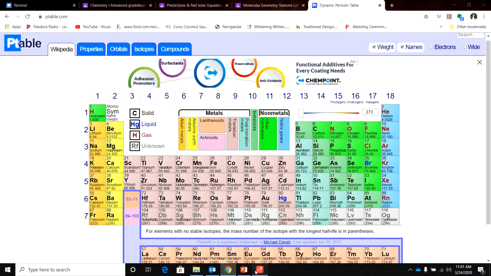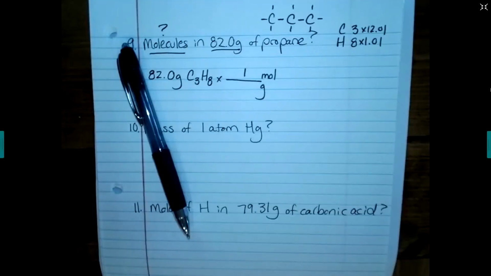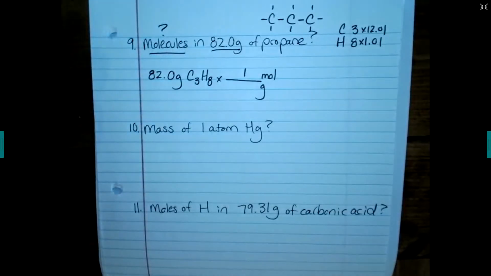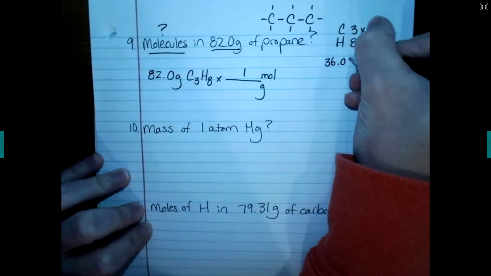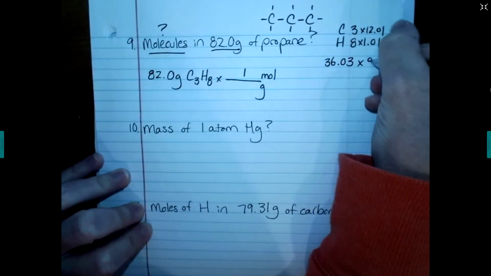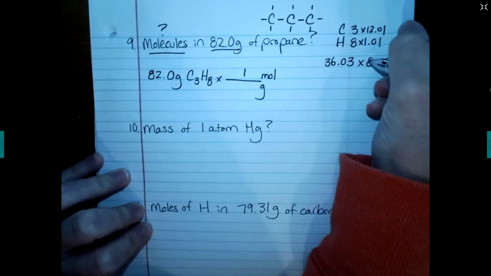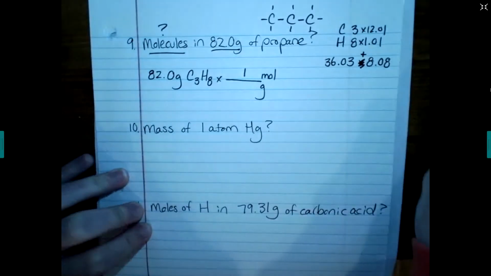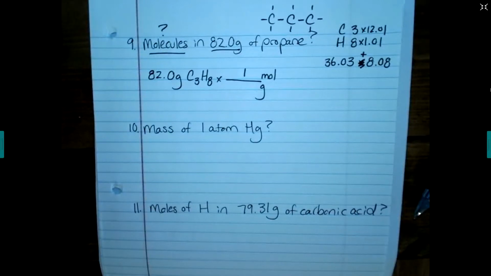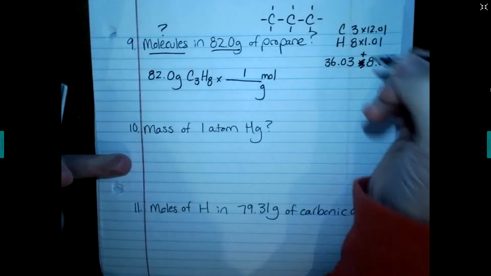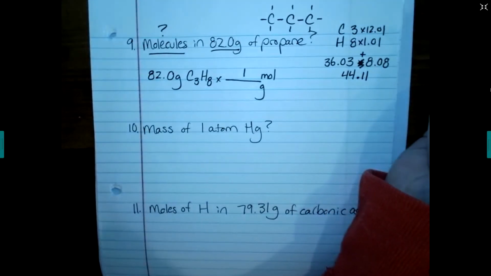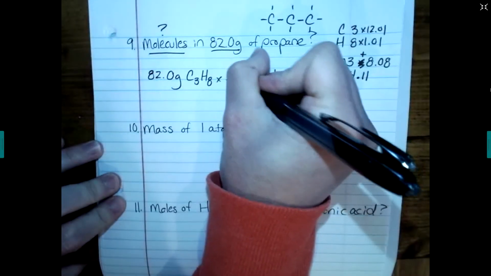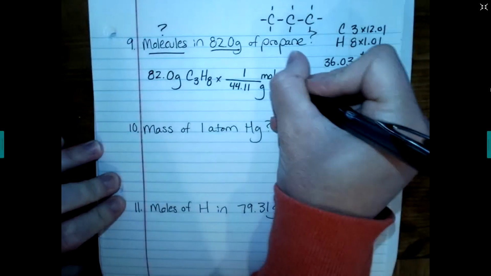We can go ahead and multiply those. So we get 36.03 plus 8.08, or sorry, that should be plus 8.08. And that gives us 44.11 for our molar mass.